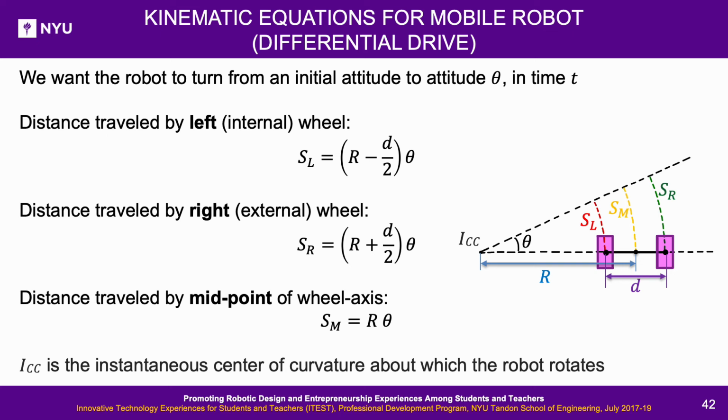The angle remains the same, but the radius varies as these 3 points are at different distances from ICC, the instantaneous center of curvature, about which the robot rotates.